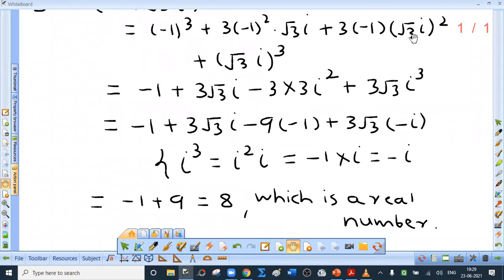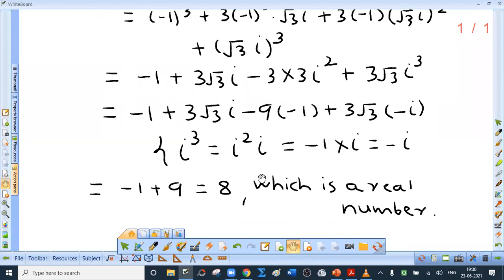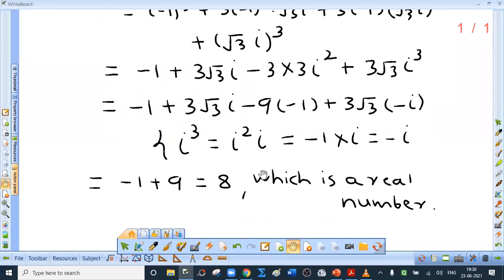Root 3i square. Root 3i square is 3i square. What is cube of root 3i? Cube of root 3 is root 3 into root 3 into root 3, 3 root 3. See? i cube. On simplification, you get 8 minus 1 plus 9, that is 8, which is a real number. So that's it for today.